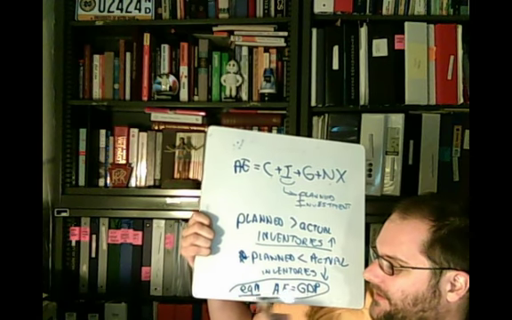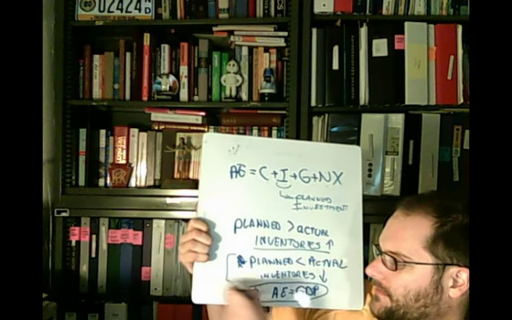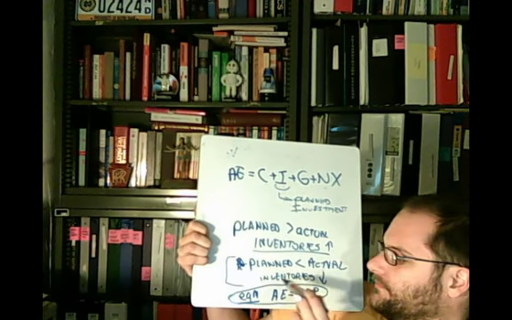So Keynes basically said, okay, we're going to have a point where there's an equilibrium in the economy, and 2 points where things are changing.